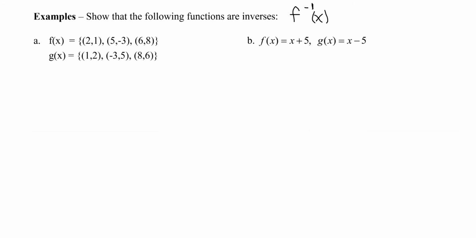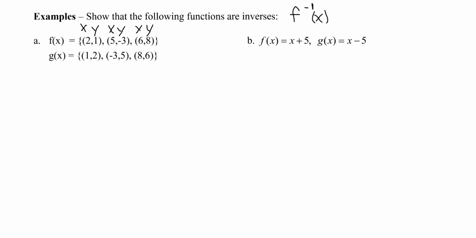If you have a set of ordered pairs, it's easy to see if they are an inverse of each other, because you'll take and switch your domain and range, which remember is your x and y values. So for the first one, f of x, we have (2, 1), and then g of x is (1, 2), so they switched the 2.